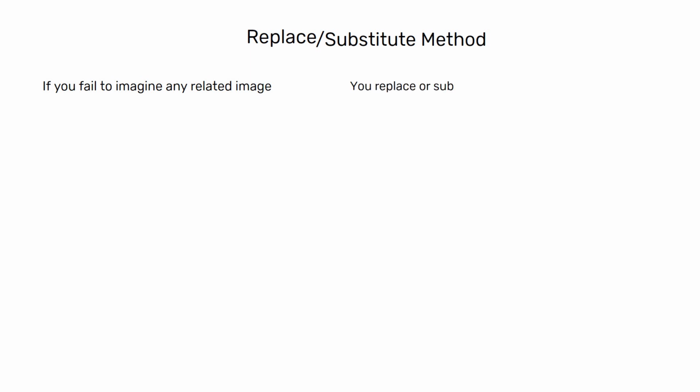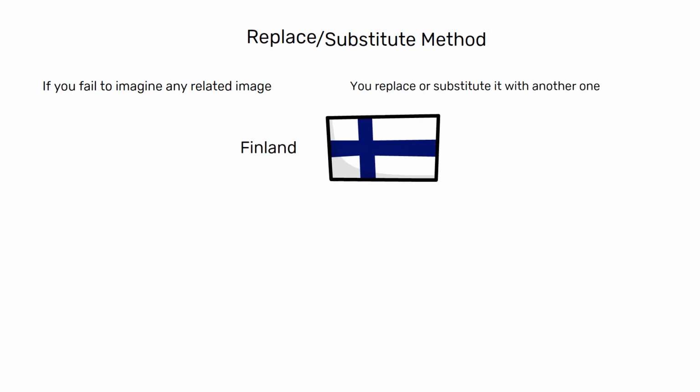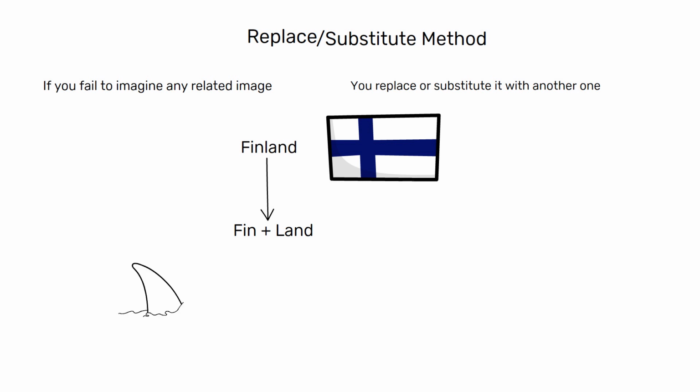Replace. The last technique is also known as a substitute method. If you fail to imagine any related image, you replace or substitute it with another one. For example, assume you must remember the name of the country Finland. Finland is hard to imagine, so you can divide it into fin plus land. Imagine a shark fin moving on the land.